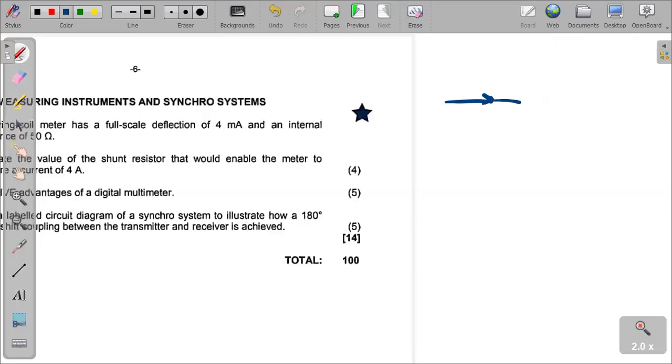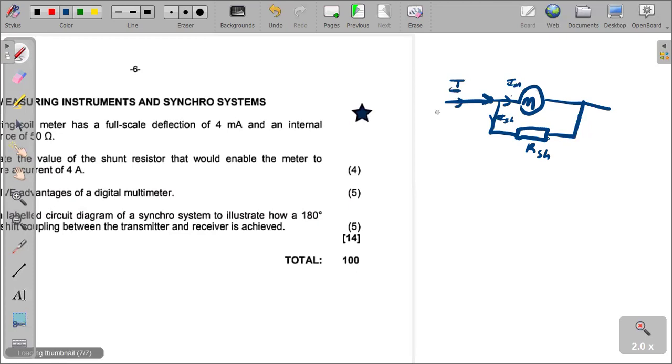There is our meter. It's indicated as M, right? And then we have our resistor. There is our resistor there. That's our shunt for us. There is I shunt. There is, of course, IM, and we have RM, of course, the resistance of the meter. Then we have I, the current that is coming from the supply, right?